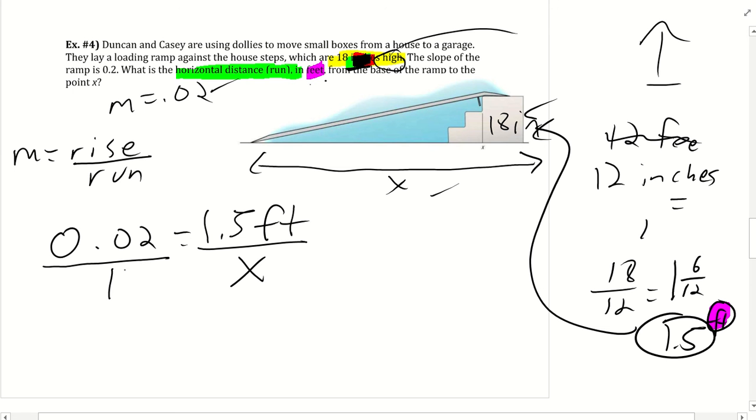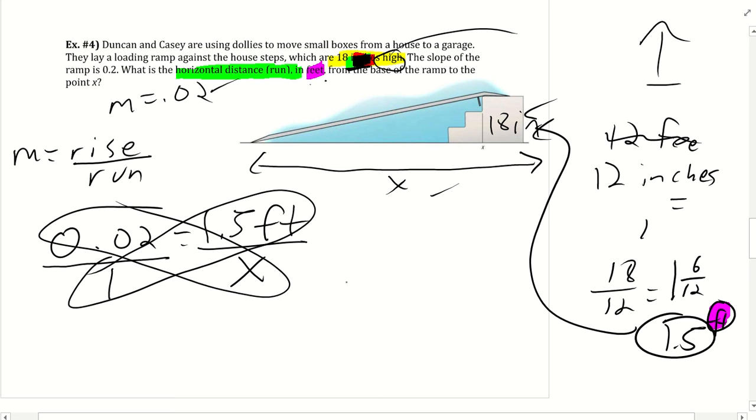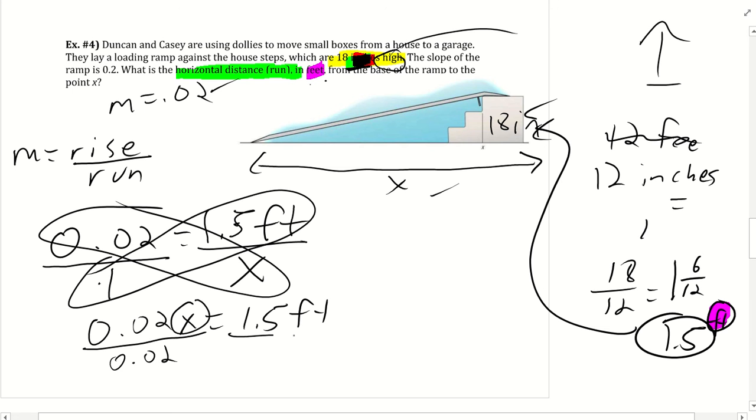So again, if it helps you, you can put this all over 1, so when you cross multiply, you see that there is a denominator of 1. Crisscross applesauce, right? Do a little bit of cross multiplying here, so I get 0.02x equals 1.5 feet, because 1 times 1.5 is going to stay the same. I want to isolate this x. Remember, this is 0.02 times x, so the opposite of multiplying is dividing, so that's going to be 0.02, and what you do to one side of the equation, you must do to the other side. Just like life, you've got to have your balance. 0.02 divided by 0.02 gives you 1. 1 times x is just x.